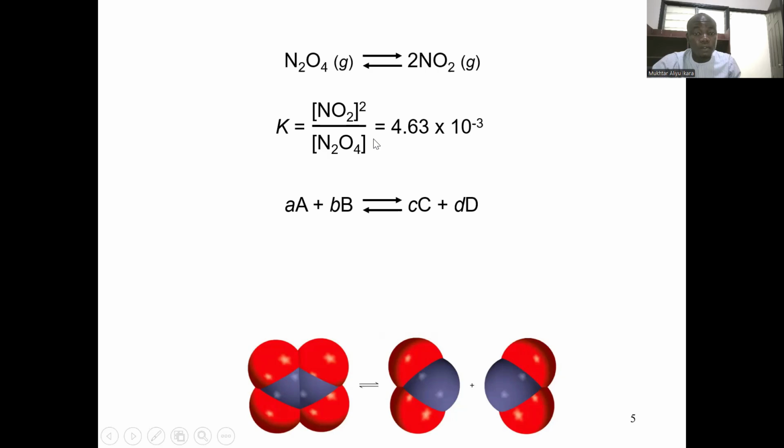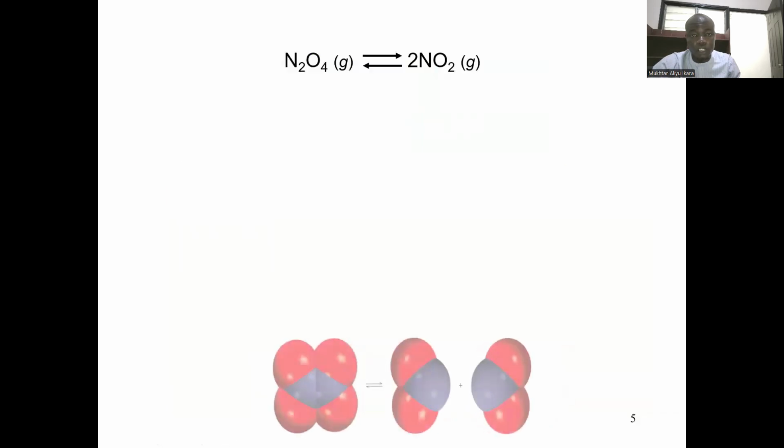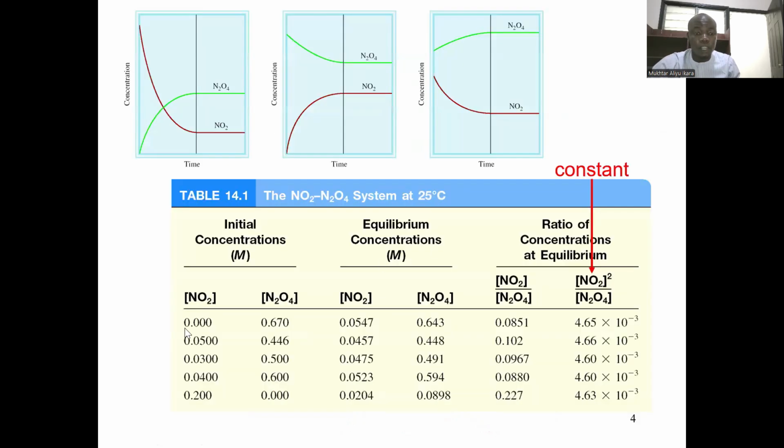If you now look at the previous table, if you take the ratio of the concentration of nitrogen dioxide and that of the nitrogen tetraoxide, that is how we arrive at this 4.63 times 10 to the power of -5 from the first experiment. Which one is the first experiment? We use this, so this is the answer if you check that one.